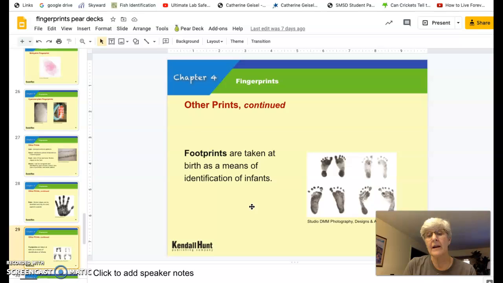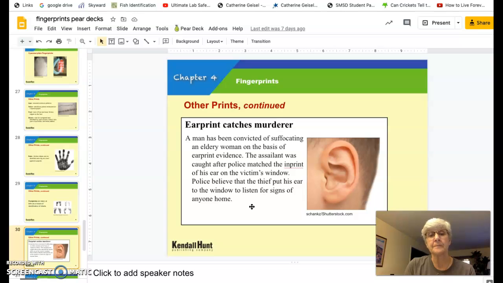Footprints are a common means of identification for infants. When people have asked why, I'm assuming it's because babies will put their hands in their mouths, and the feet are less likely to have any contact with the ink once it's put on there.